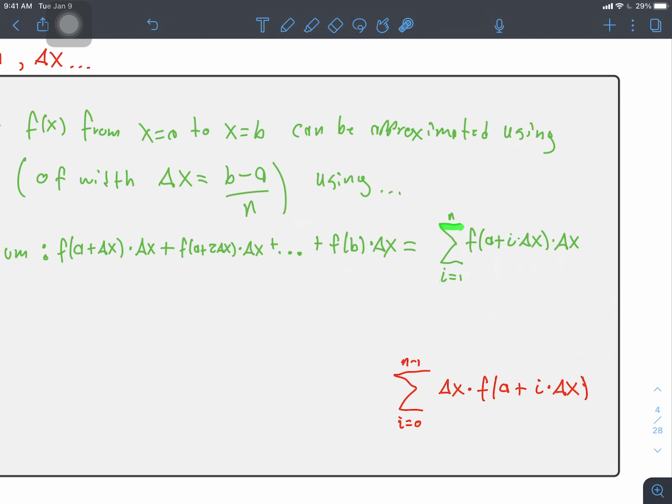So I have n rectangles. So I do this process n times. I take f of a plus 1 times delta x. Then I do f of a plus 2 times delta x. That gives me the second term, right? And I do that all the way up until n. When I add n times the width, b minus a over n, to a, then I get b minus a over n times n plus a, which is just b, right? So that's how I get the very last rectangle.